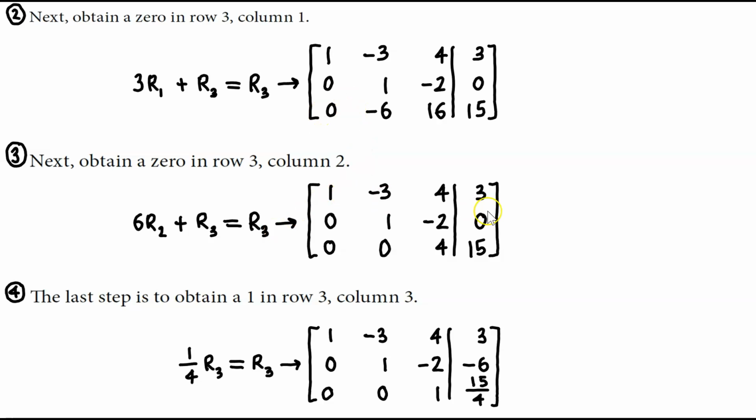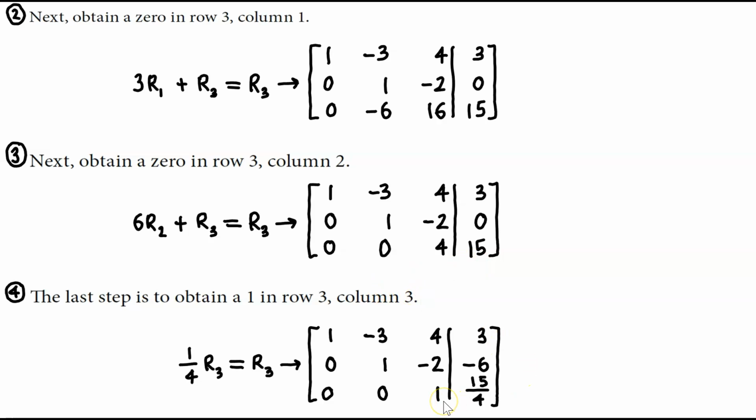So row 1 stays the same, row 2 stays the same, but we're changing row 3. 6 times 0 is 0 to give us 0. 6 times 1 is 6, minus 6 gives us 0. 6 times -2 is -12, and -12 plus 16 is 4. And 6 times 0 is 0, plus 15 gives you 15.